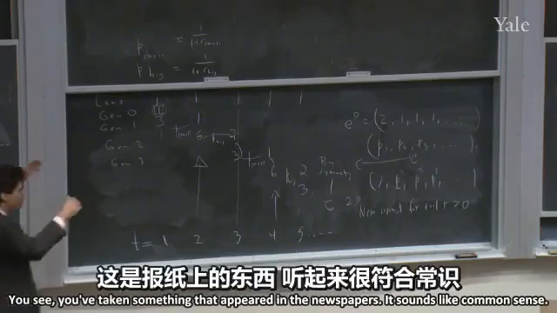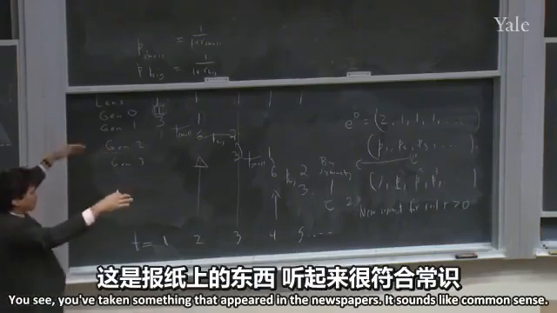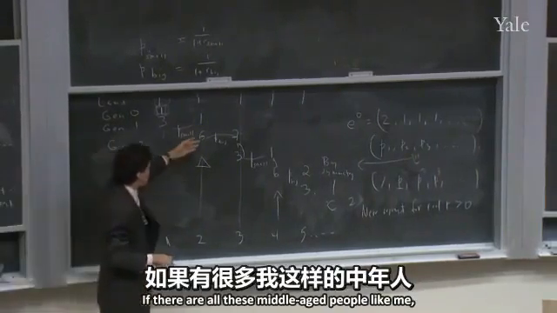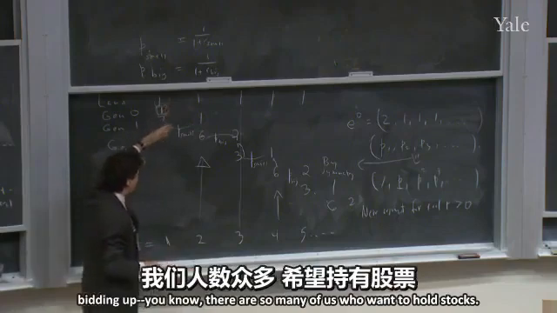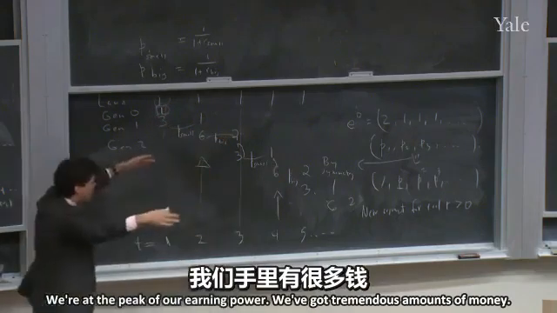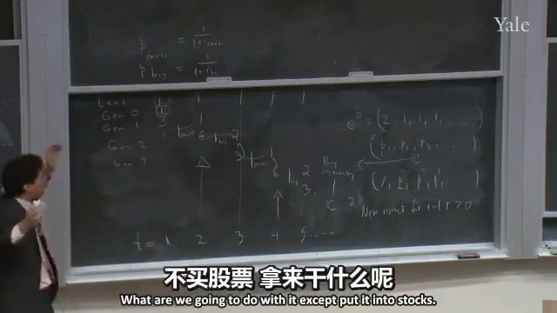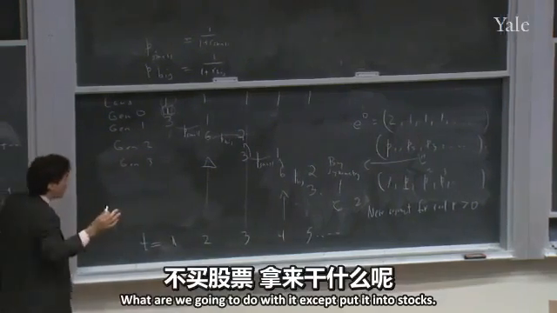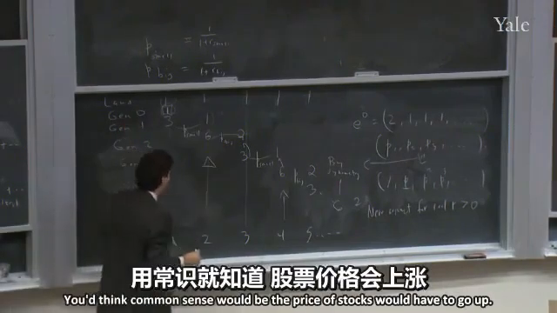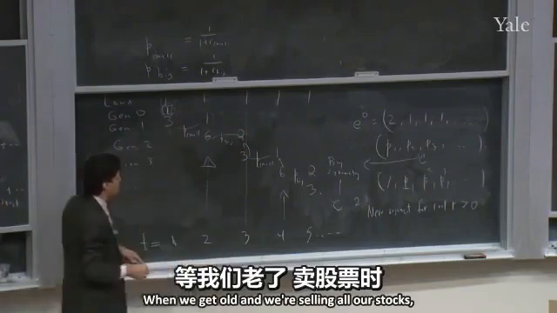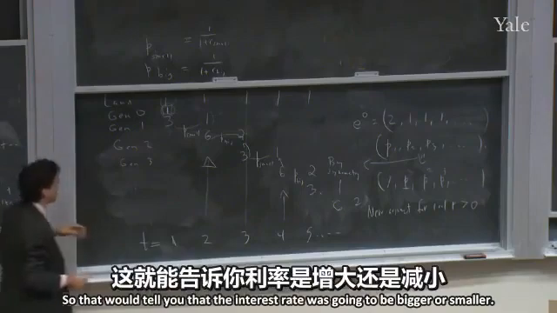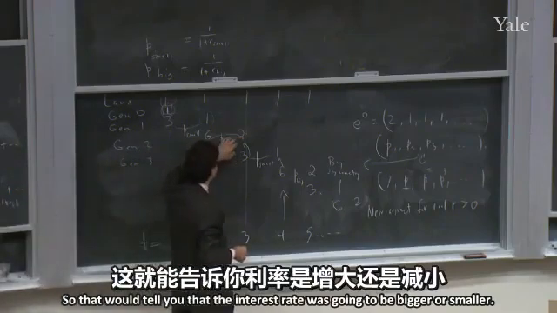So you see, you've taken something that appeared in the newspapers. It sounds like common sense. If there are all these middle-aged people like me bidding up, there were so many of us who want to hold stocks. We're at the peak of our earning power. We've got tremendous amounts of money. What are we going to do with it except put it into stocks? You'd think common sensically the price of stocks would have to go up. When we get old and we're selling all our stocks, you'd think the price of stocks would have to go down.